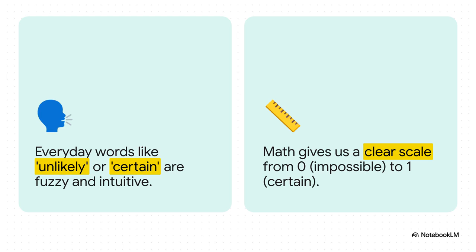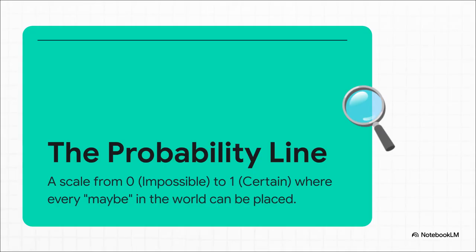Probability gives us this crystal clear scale from 0 to 1. 0 means it's impossible. It is never going to happen. 1 means it's certain. It absolutely will happen. And right there in the middle, 0.5, that's a perfect 50-50 shot. And this simple scale, it's called the probability line, and it's our most basic, most powerful tool.